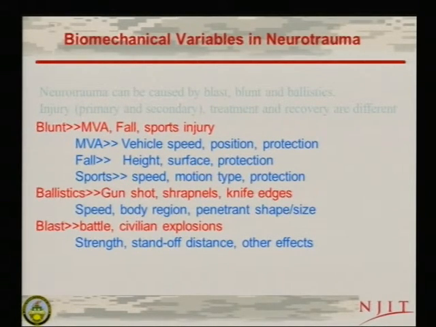Motor vehicle accidents really depend on the velocity or the speed. For example, is he going in a car or in a motorbike? The velocity or the speed at which it is happening is going to make a difference, and that will manifest itself differently. Also, where the position is, in the driver's seat or back seat, or whether they are wearing a seatbelt. And last but not least, the protection, in terms of head protection, helmet, what they are wearing and what they are not wearing. For example, with a motorbike, with and without protection, it is going to make a difference.